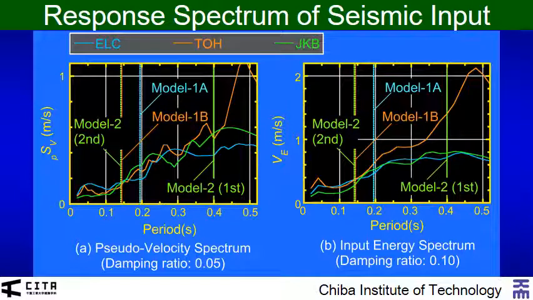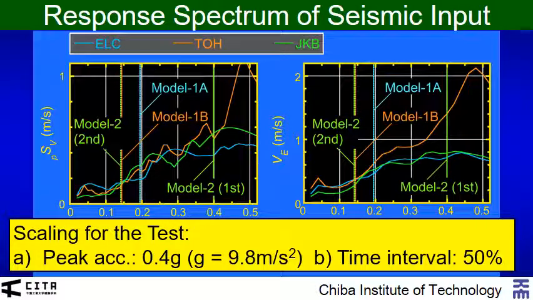Here are shown the velocity spectrum and input energy spectrum of the seismic input. 3 recorded accelerations were used for the shaking table test. In this test, the peak acceleration was scaled to 40% of the acceleration due to gravity, and the time interval was scaled to half of the original records.